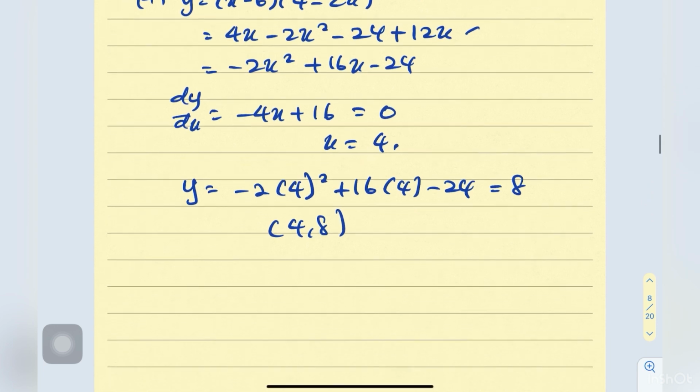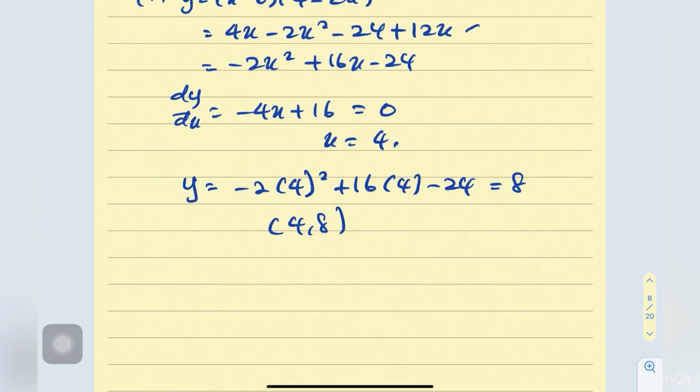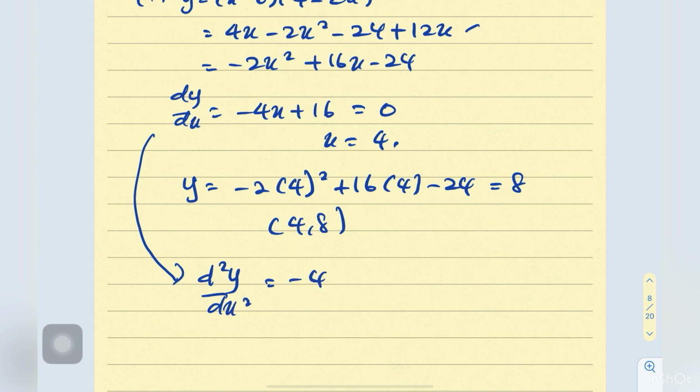Okay, so to identify whether (4, 8) is a maximum or minimum, I differentiate another time. So here I get d squared y/dx squared is negative 4. Negative 4 is less than 0, so maximum. Therefore, (4, 8) is a maximum point.